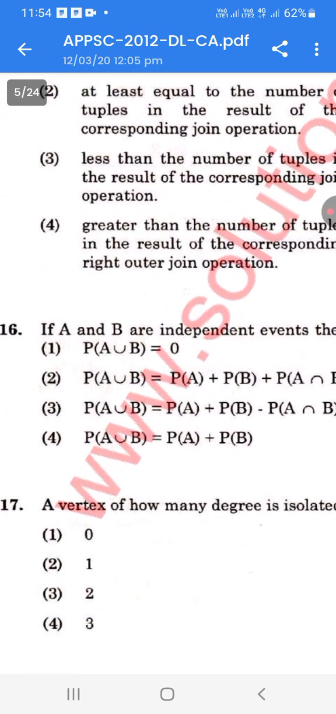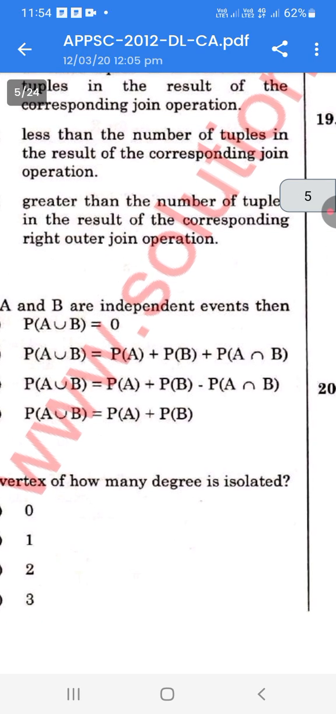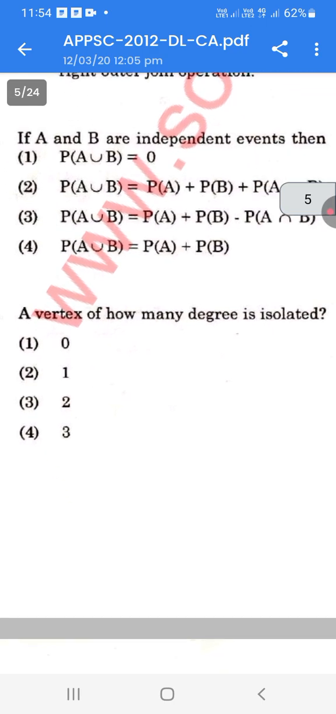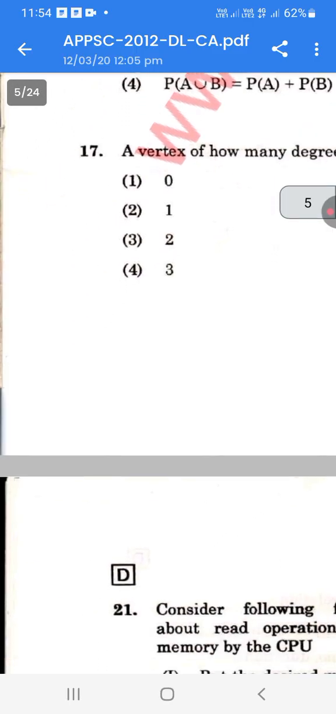16th one, if A and B are independent events, then P of A union B equal to P of A plus P of B minus P of A intersection B. A vertex of how many degree is isolated? 17th one. Isolated vertex degree is 0.